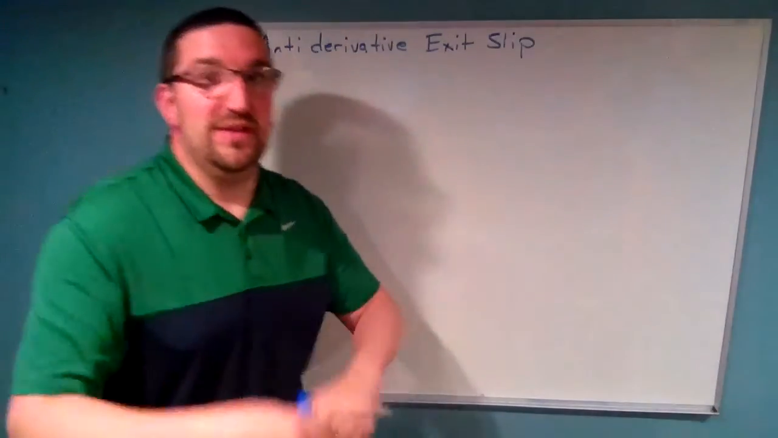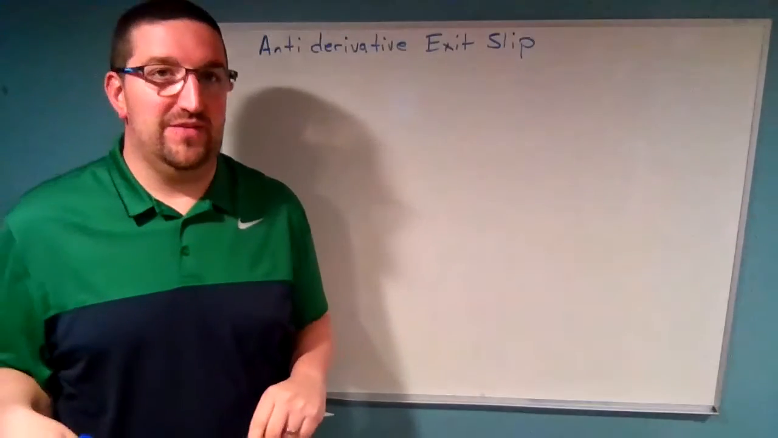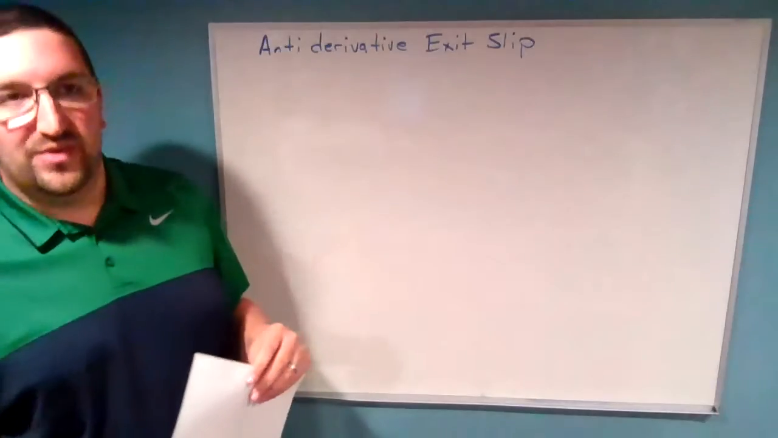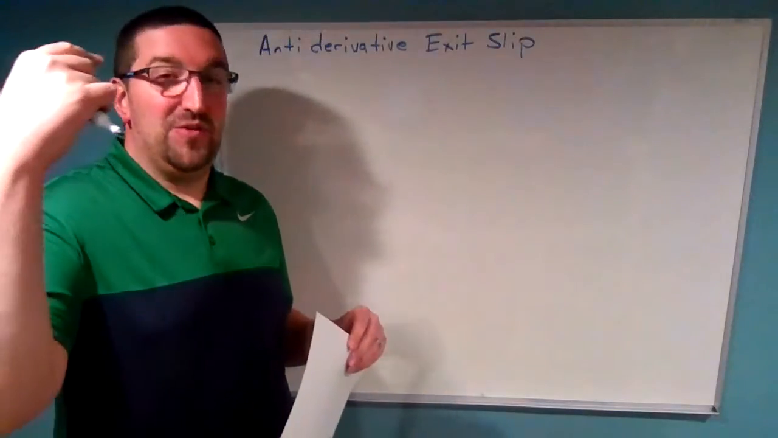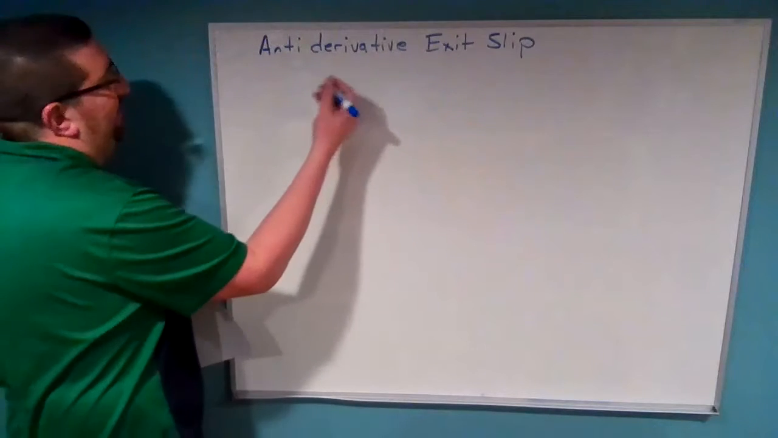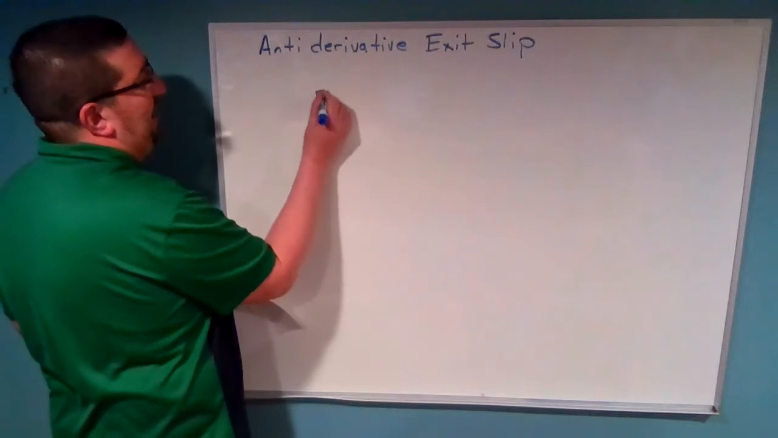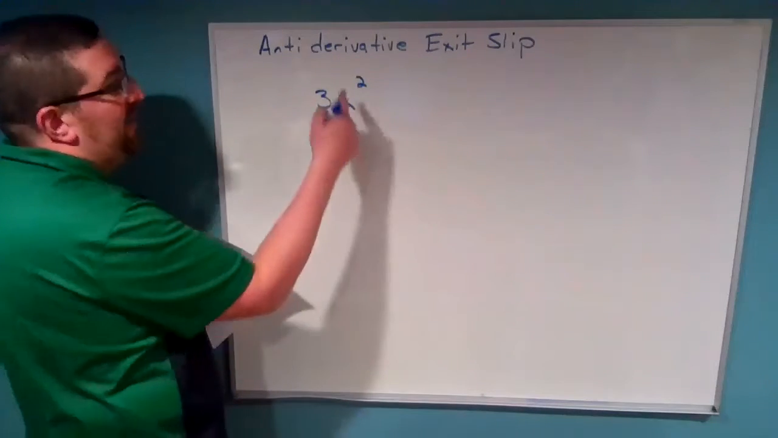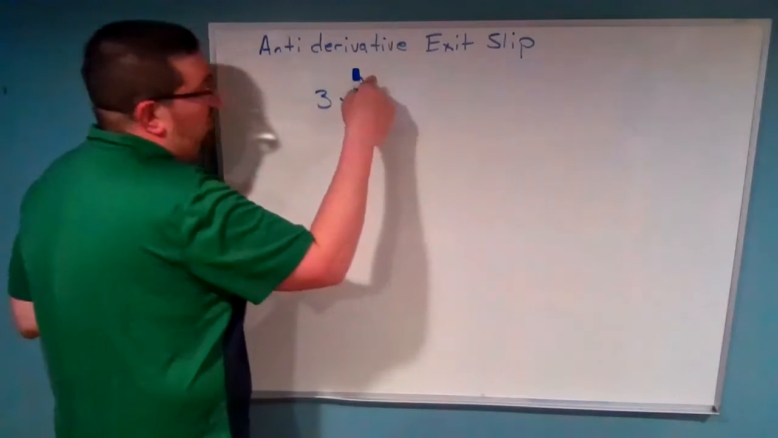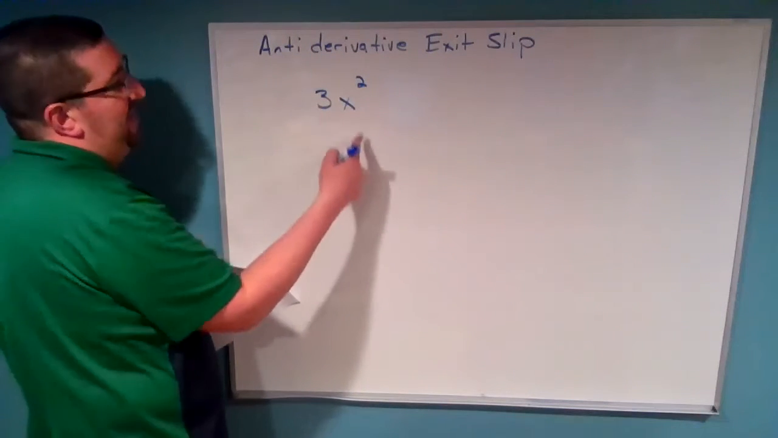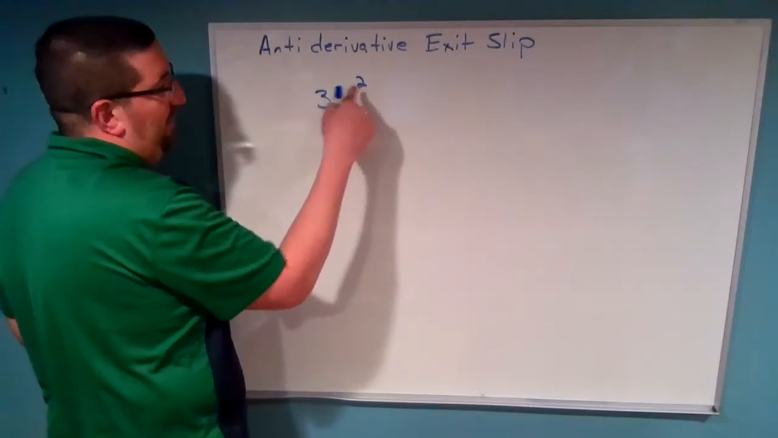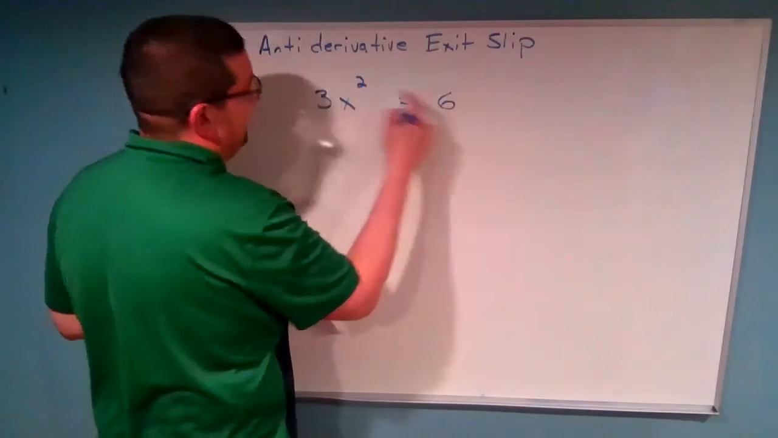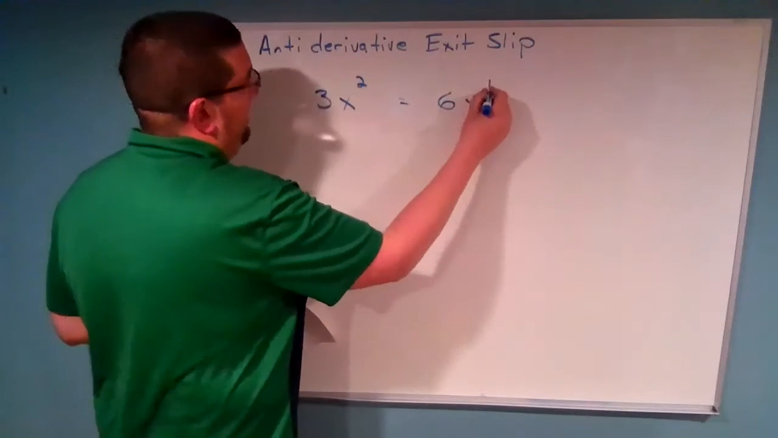The antiderivative is the reverse of taking the derivative. So we have to reverse the steps. In the derivative, we multiply. I'll just go through an example. If you had 3x squared and you took the derivative of 3x squared, the power rule states multiply 2 times 3 and then subtract 1 from the exponent. So 2 times 3 would be 6, and this would be x to the first.